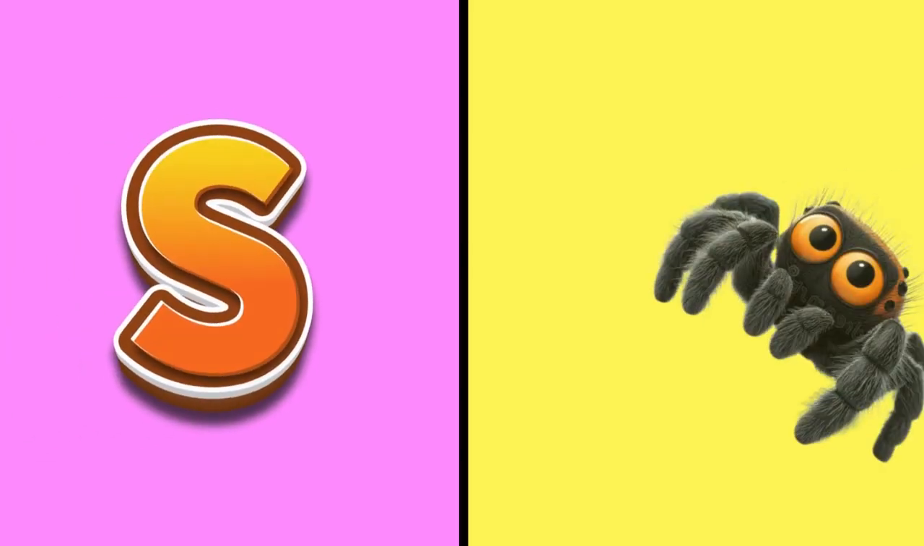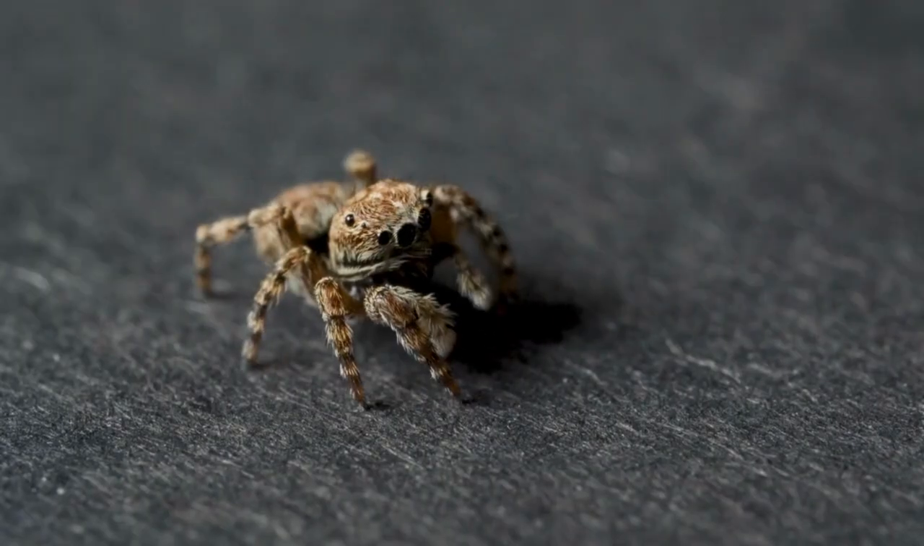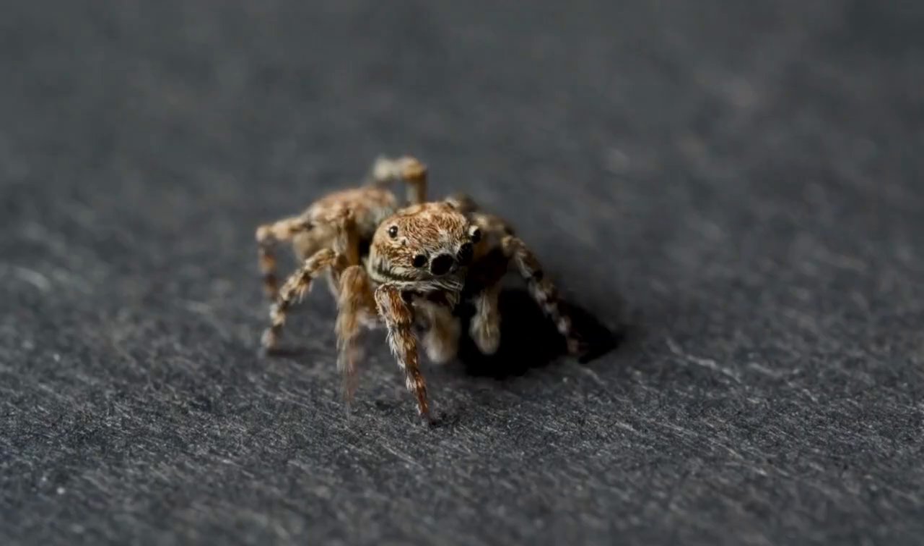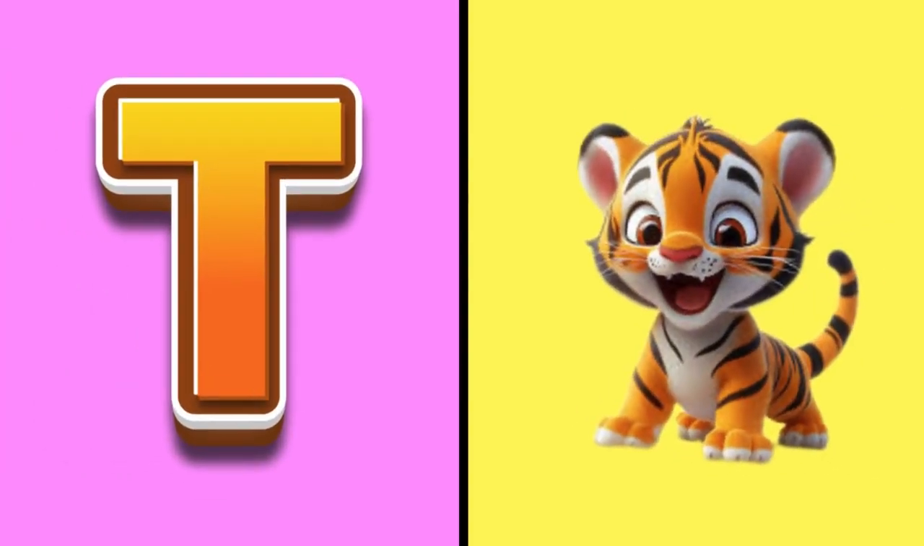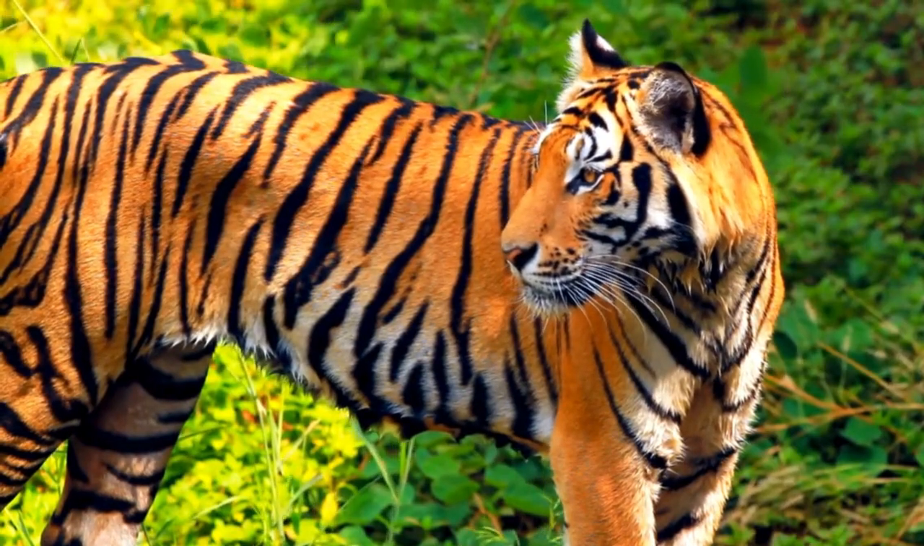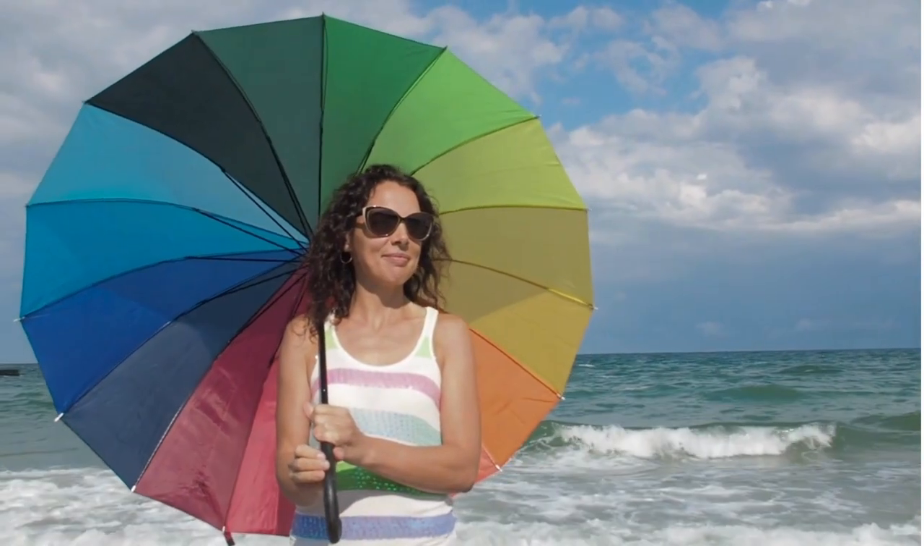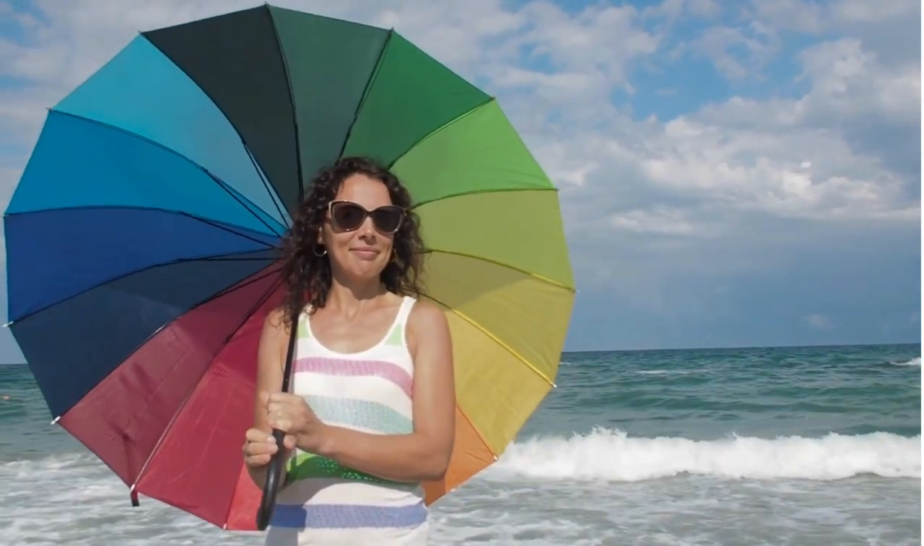S is for spider. S, a spider. T is for tiger. T, tiger. U is for umbrella. U, umbrella.